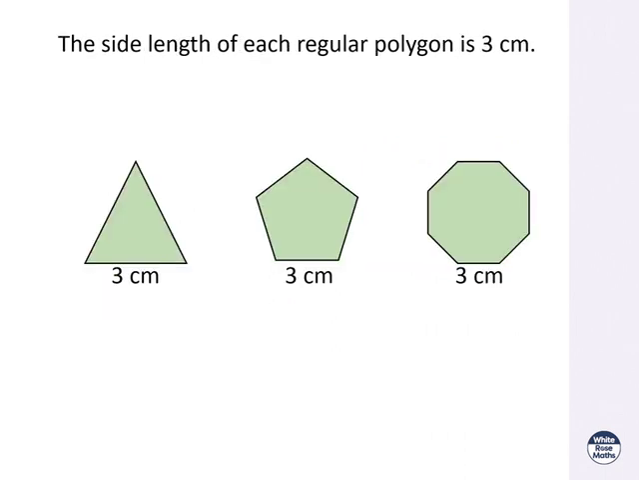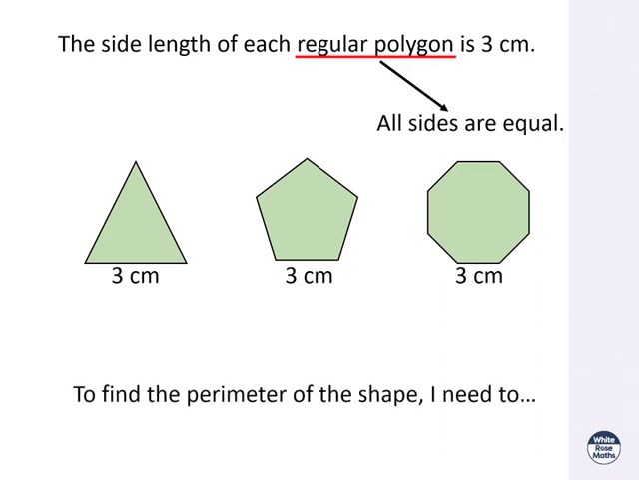Here we have three more polygons. The side length of each regular polygon is 3 centimeters. What does regular polygon mean? Well, among other things, it means that all the sides are equal. So, let's think about this sentence to help us find the perimeter. To find the perimeter of the shape, I'm going to need to multiply the side length by the number of sides.